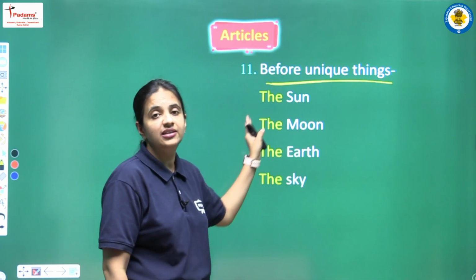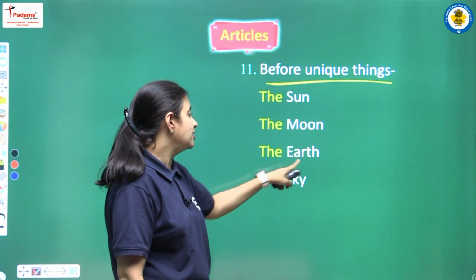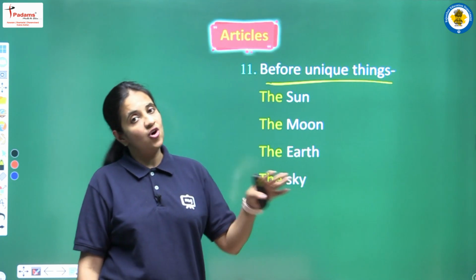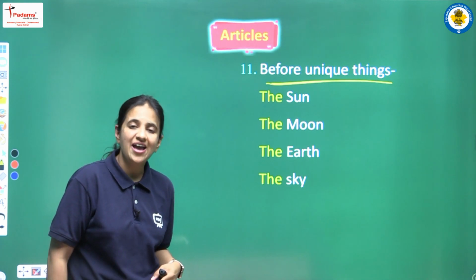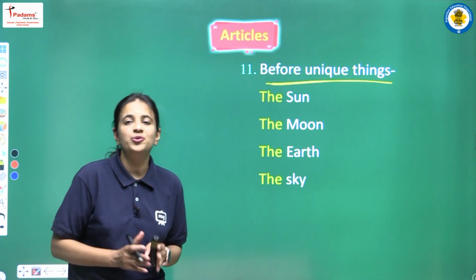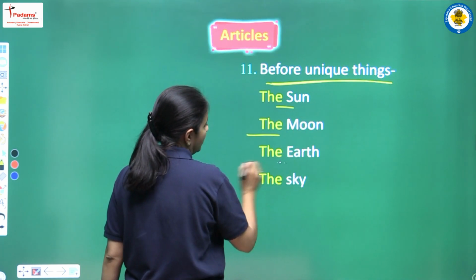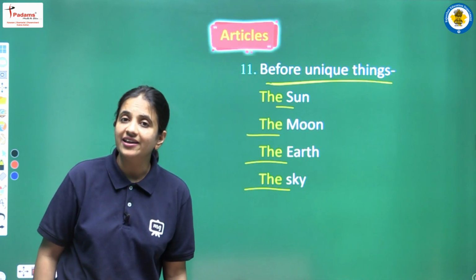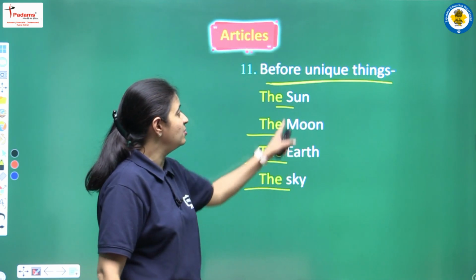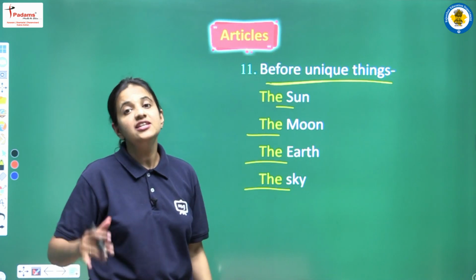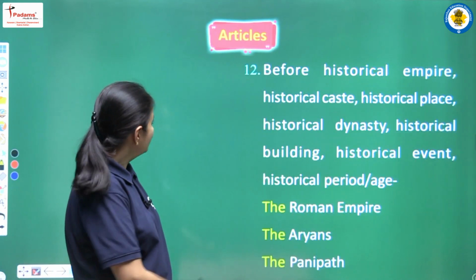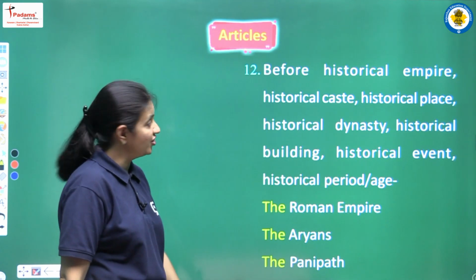Similarly, we are having the moon, we are having the earth, we are having the sky. So all the unique things if we are having, so before that we have to put the as an article. So we can have the sun, the moon, the earth, and we can have the sky, right? So all these things belong to this category, that is unique things. Moving on, next point, let's read.